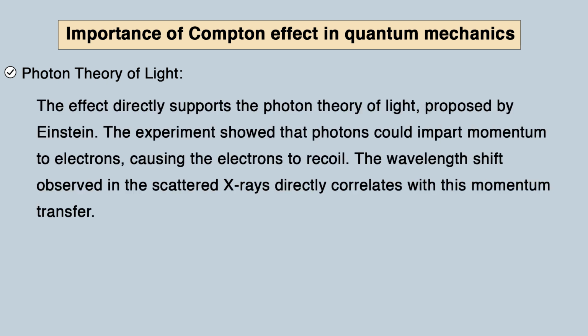The effect directly supports the photon theory of light proposed by Einstein. The experiment showed that photons could impart momentum to electrons, causing the electrons to recoil. The wavelength shift observed in the scattered X-ray directly correlates with this momentum transfer.